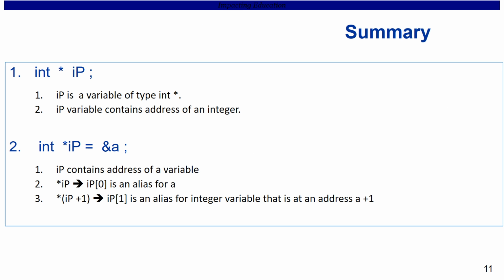To summarize, if you have int star IP, the way you have to read it is IP is of type int star. The type is very important. You have to understand what is the type of a variable. IP is of type int star. IP contains an address of an integer. And int star IP equals address of A. In this case, star of IP is same as IP of 0, and star of IP is an alias for A. And IP plus 1 would be an alias for the integer variable sitting at address A plus 1. Remember, again, this is pointer arithmetic.